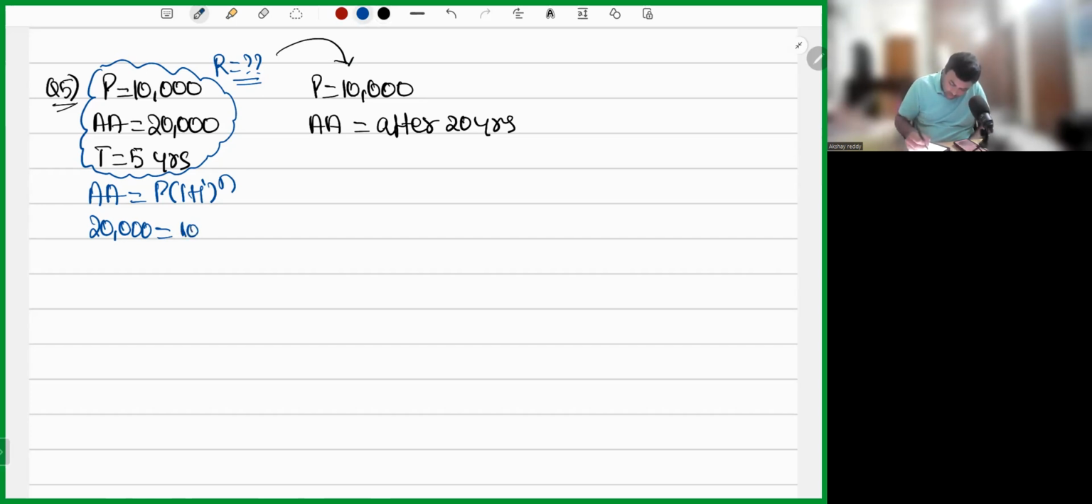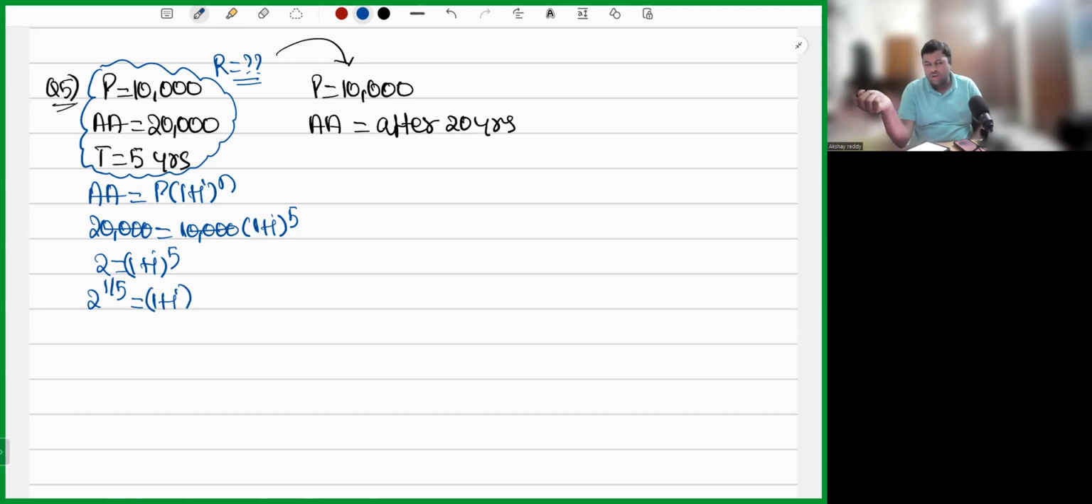20,000 is equal to 10,000 into 1 plus i whole power 5. Cancel, cancel. 2 is equal to 1 plus i whole power 5. So 2 power 1 by 5 is equal to 1 plus i. I'll not compute the whole rate again; that much headache I won't want to take. I'll do one thing: I'll keep 1 plus i like this only. I'll go ahead and substitute into the accumulated amount. Let me see if I get it or not.